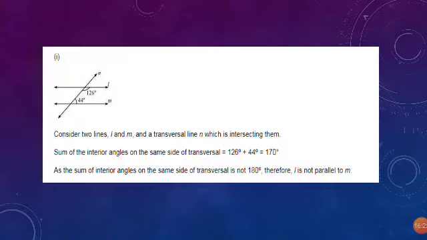Consider two lines L and M and a transversal line N which is intersecting them. The sum of the interior angles on the same side of the transversal, 126 degrees plus 44 degrees, equals 170 degrees. So L is not parallel to M.